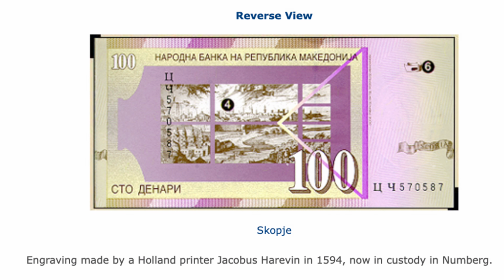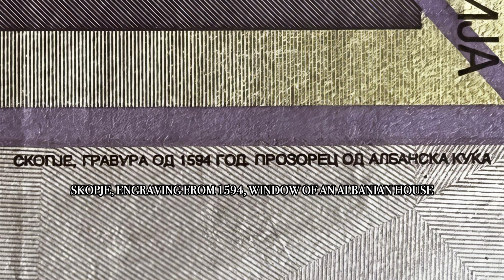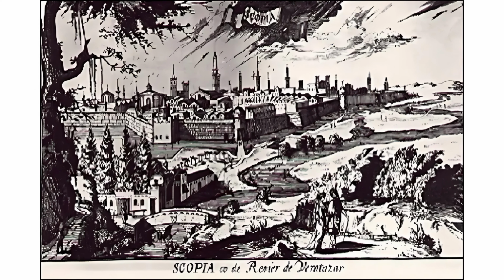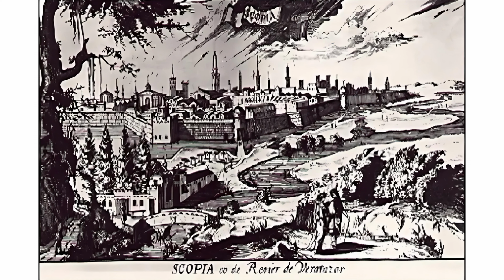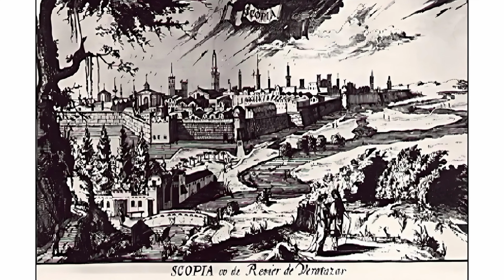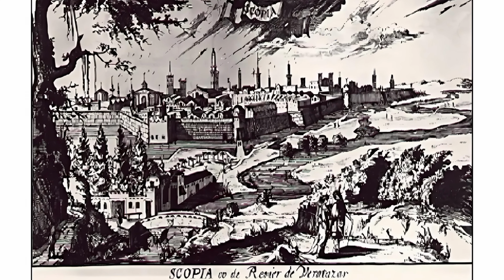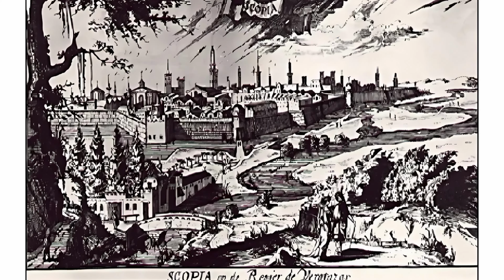When you put all of this together, it becomes clear that the description on the 100 Macedonian Denar banknote contains a historical mistake. The attribution and the date, 1594, simply do not match the historical timeline. And that is only part of the problem. The banknote also claims that the scene shows Skopje viewed through a window from an Albanian house. Yet, there is nothing in the image itself that clearly supports that idea. There is no obvious window, no visible interior, and no detail that confirms such a specific setting.